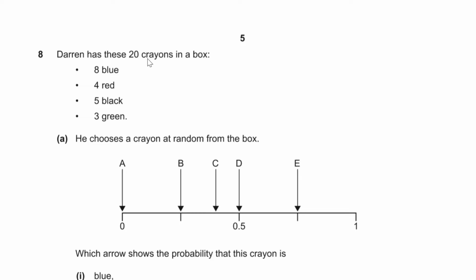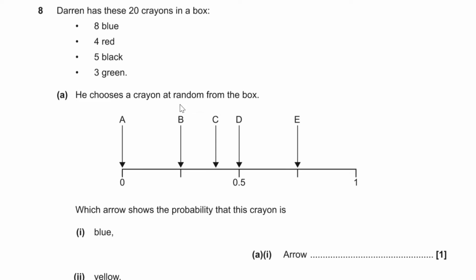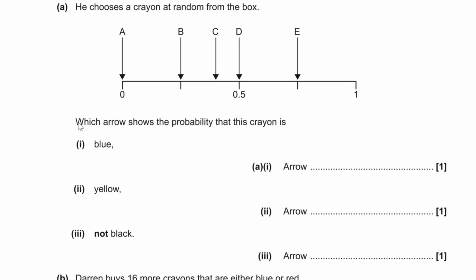Question number 8. Darren has these 20 crayons in a box. He has 8 blue, 4 red, 5 black and 3 green. He chooses a crayon at random from the box, and we have to find out which arrow shows the probability that the crayon is blue, yellow and not black.